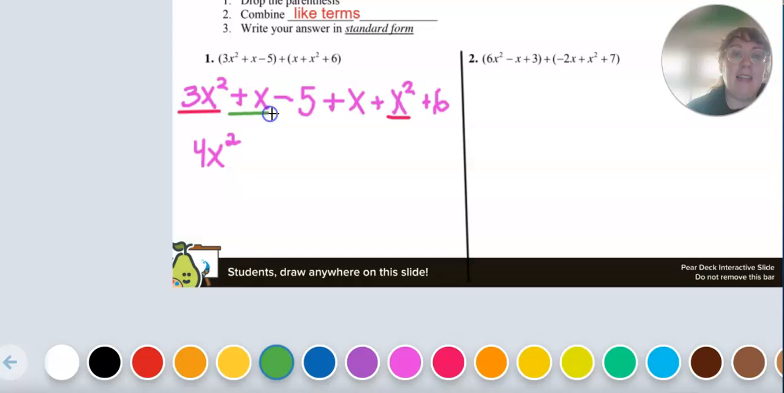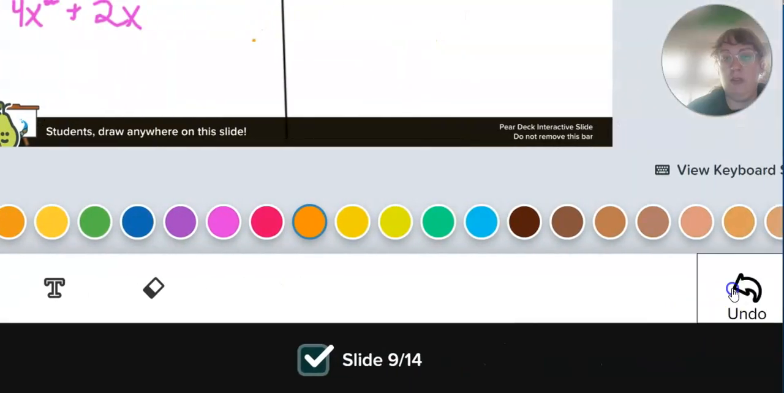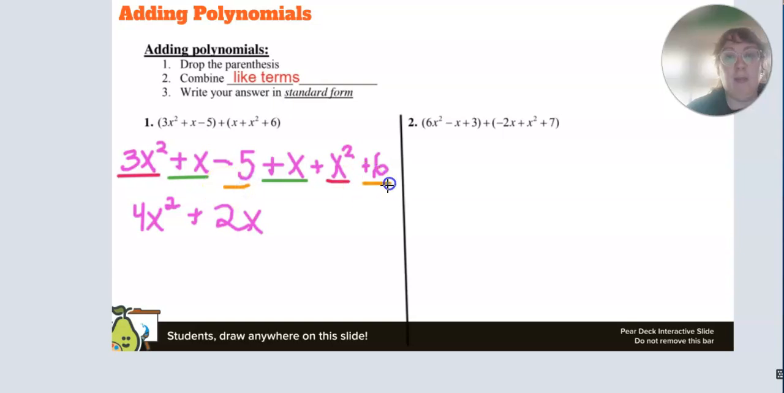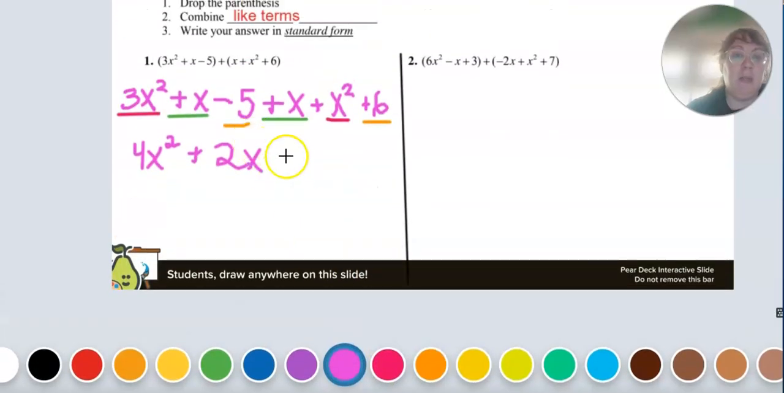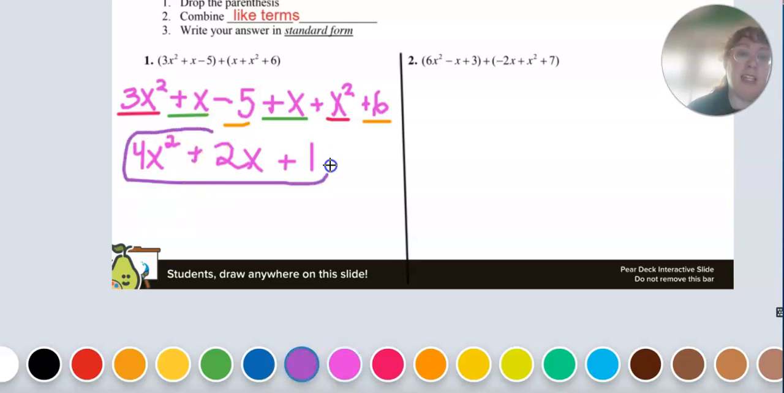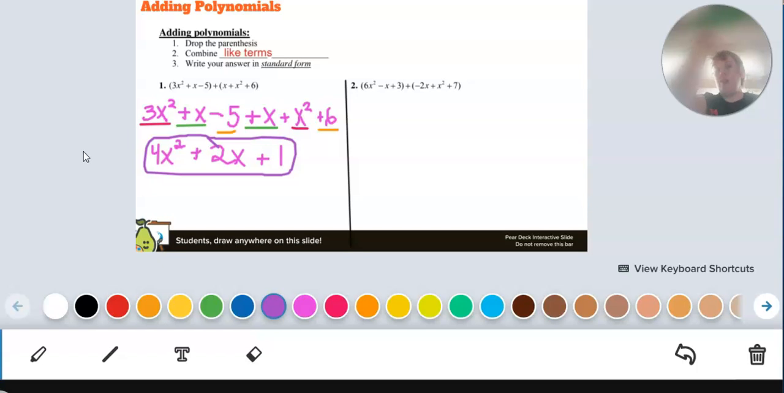We can combine x with another x. 1x plus 1x gets us 2x. And then we combine -5 with +6, which gets us 1. And at this point, it is in standard form because our highest exponent is a 2, and then a 1, and then a 0. 4x squared plus 2x plus 1. So that is a quadratic trinomial.